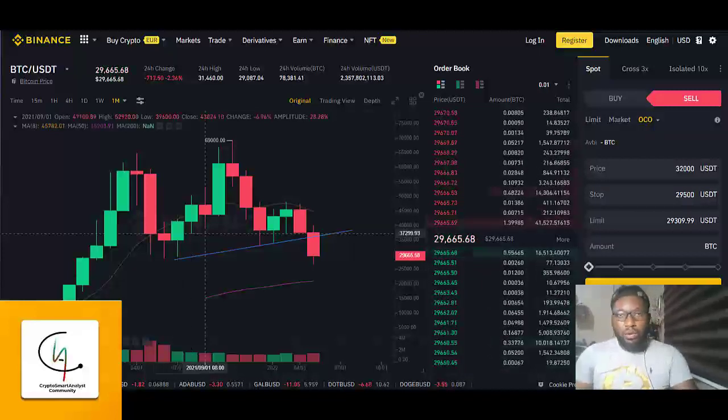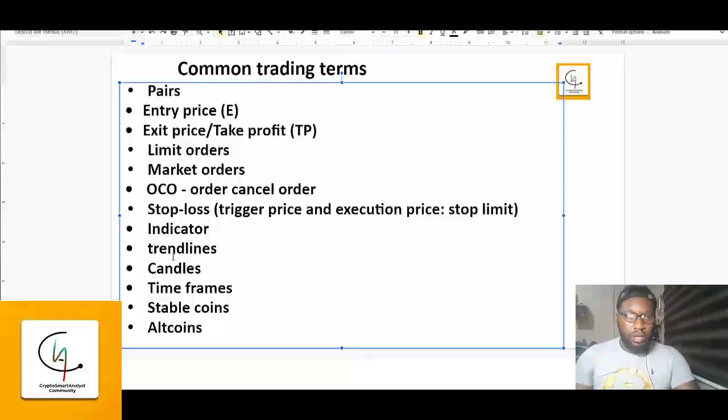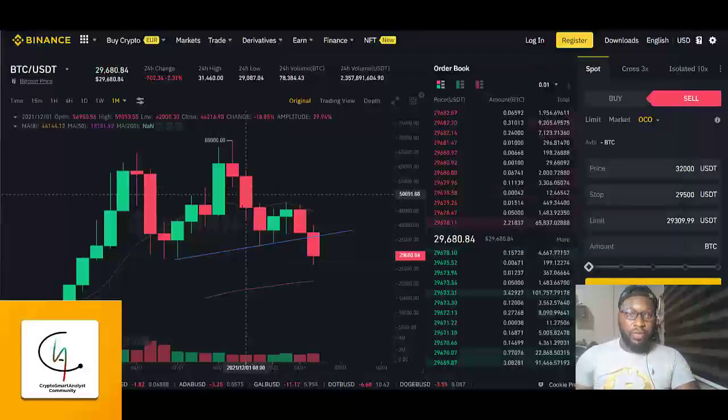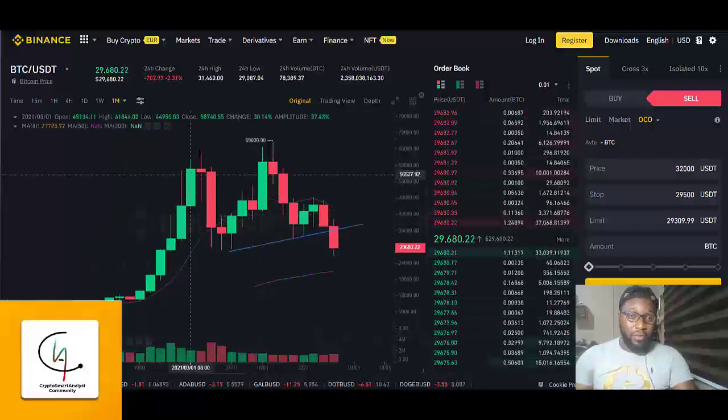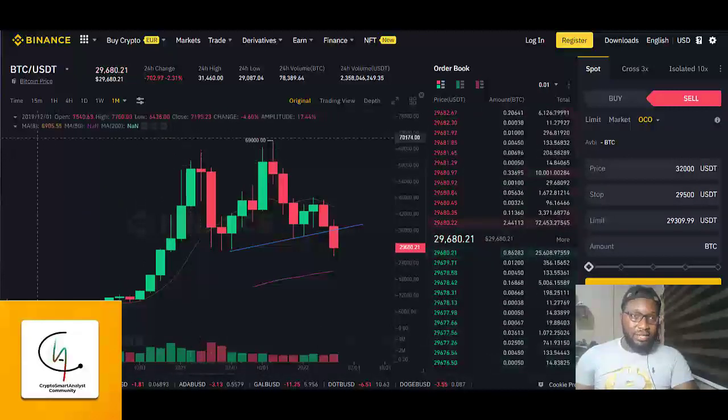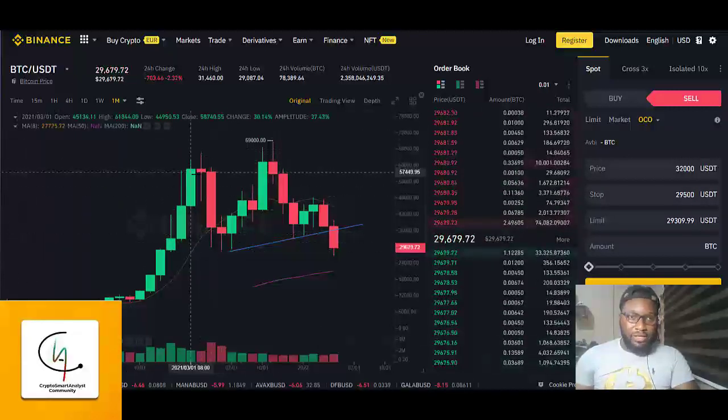The next one we're going to be talking about is candlesticks. Candlesticks are very important as well. A candlestick is more like a signal, and candlesticks can tell you the direction of the market. Like when we had this candle.